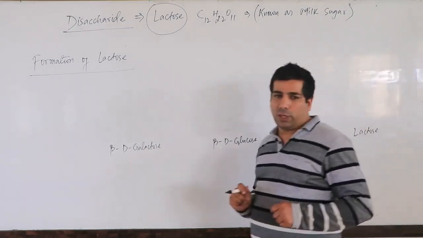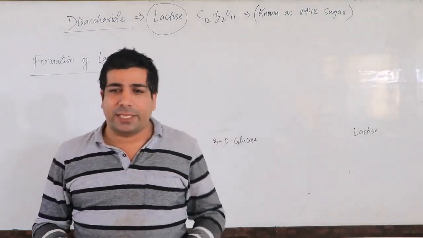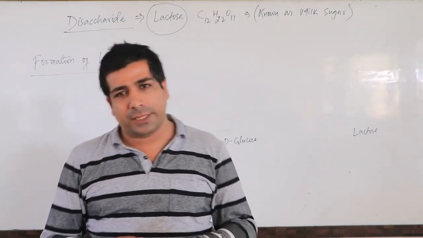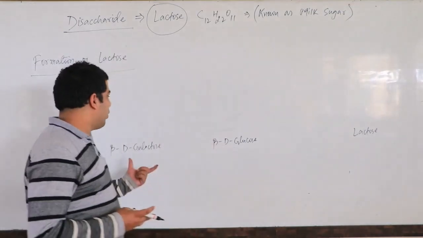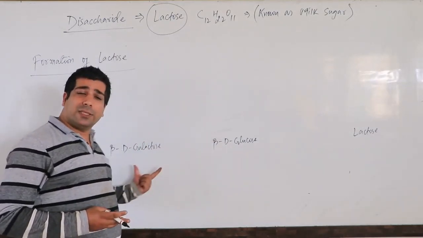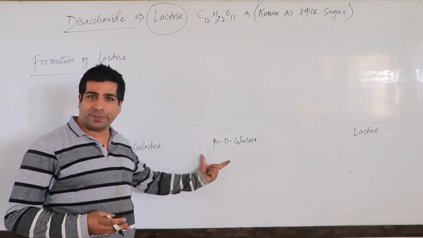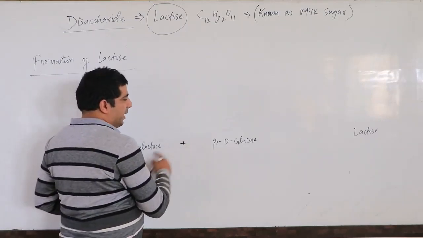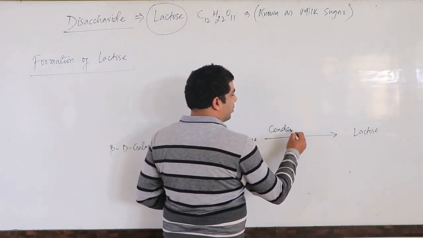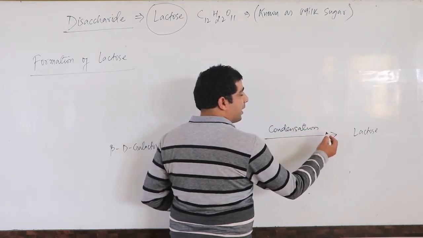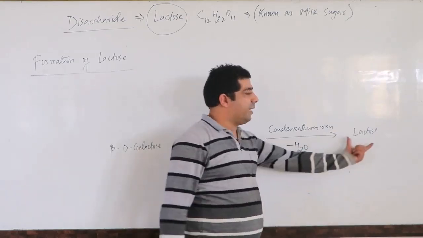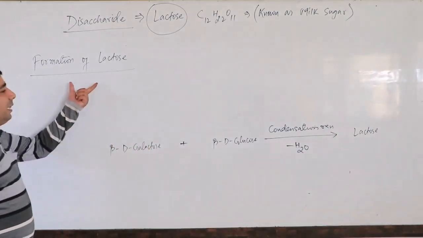And there will be a loss of water because when two monosaccharides react, it's a condensation reaction. There's a loss of water, correct? And second thing is that there will be a formation of glycosidic bond, which I told you yesterday in case of maltose. Here also there will be a glycosidic bond formation, correct? So these two will interact through glycosidic bond and they will lose a water molecule during the formation of the glycosidic bond. So it will be a condensation reaction because there will be a loss of water and you will be getting lactose. This is the formation of lactose.